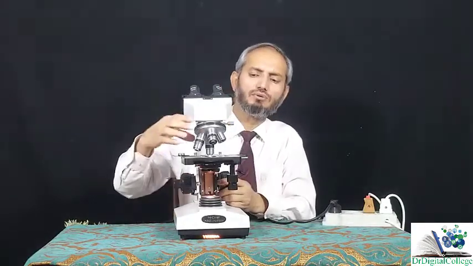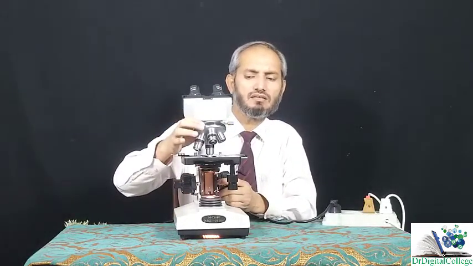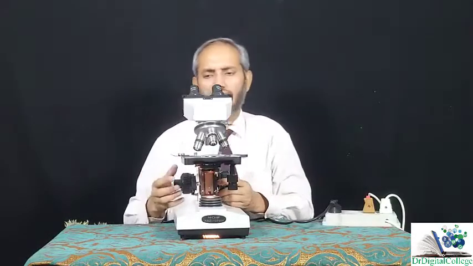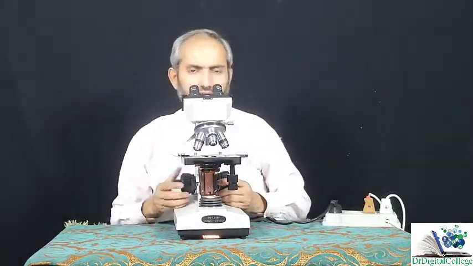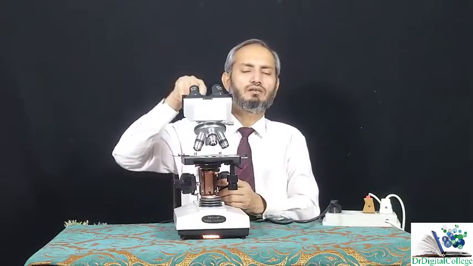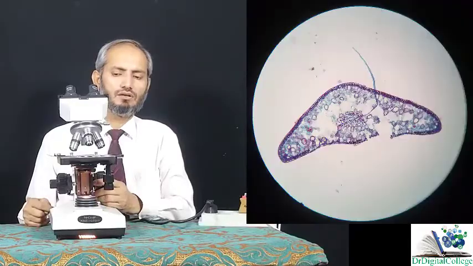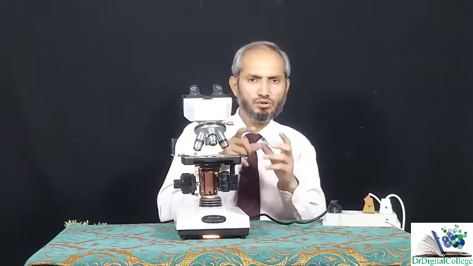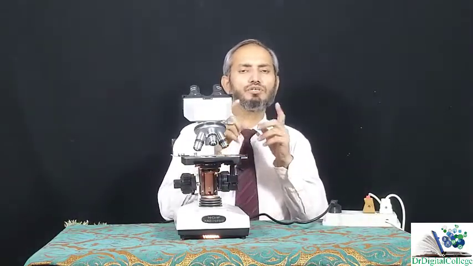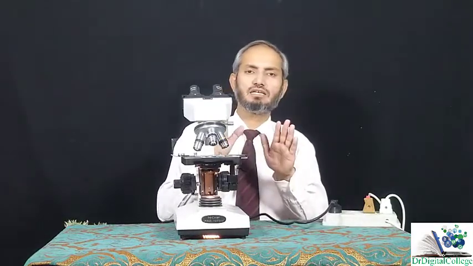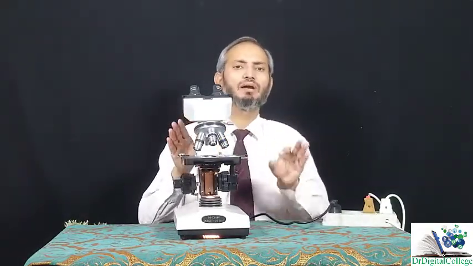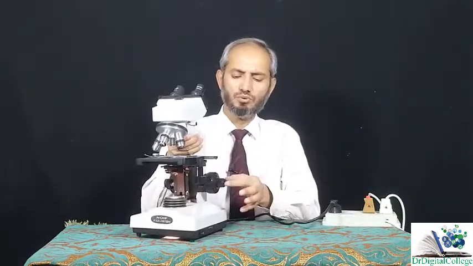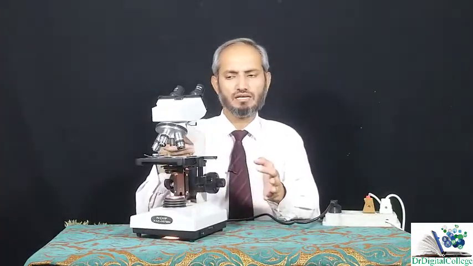Now, I will quickly change my objective lens. I have changed to 4x, that is red, and now when I observe it, my object is focused. This is the shortest way to locate and focus your object. I'm not saying that it is 100% focused, but it is 80 to 90% focused. You just need to fine focus your object.